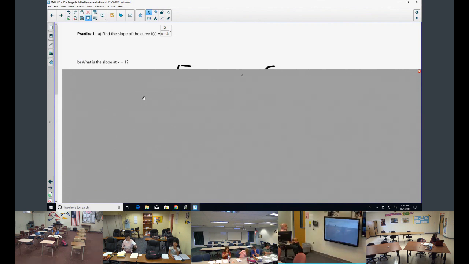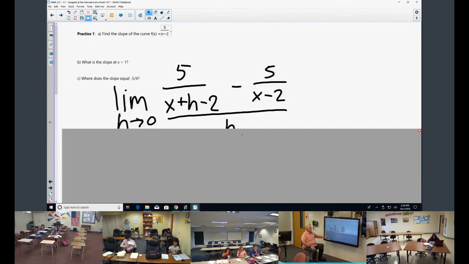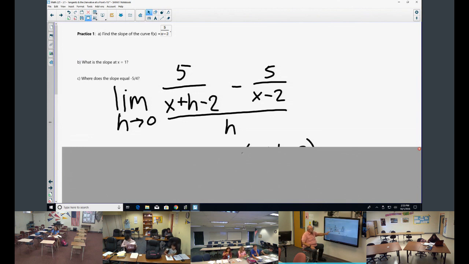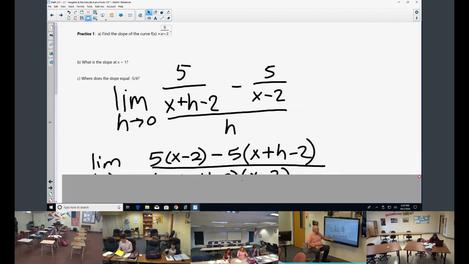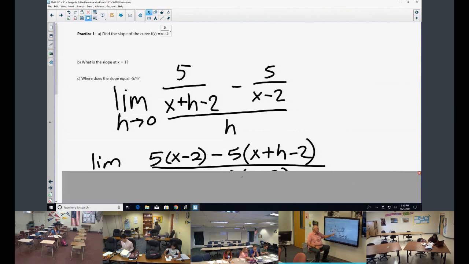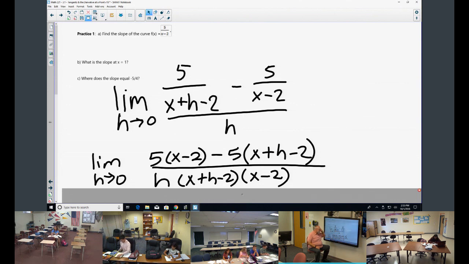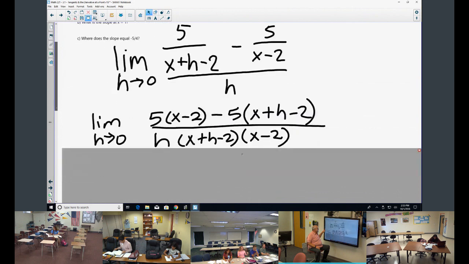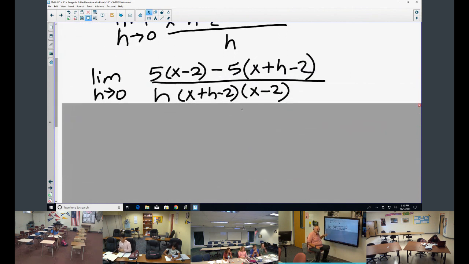I think we were on this first practice problem, and I had asked you to work on this one. Seems like we went over part A, is that correct? Did we go over the answer to part A? That was -5. You do the limit as h approaches 0 of f of x plus h minus f of x, all over h. And then you do that algebra trick where you take 5 over x minus 2 minus 5 over x plus h minus 2, all over (x plus h minus 2) times (x minus 2) times h. Maybe that's as far as we got. Did we finish this first part, or is that all we got to? That's all we got to.